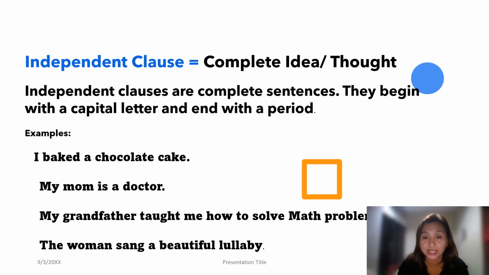Now, let us first understand what an independent clause is. When you say independent, it has a complete idea and a complete thought. So independent clauses are complete sentences. They begin with a capital letter and end with a period. For example, I baked a chocolate cake. My mom is a doctor. Number 3 is my grandfather taught me how to solve math problems. The woman sang a beautiful lullaby. As you can see, independent clauses have a subject and predicate, and convey a complete idea or complete thought.